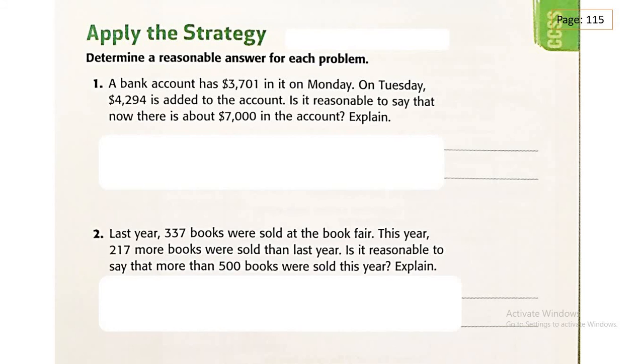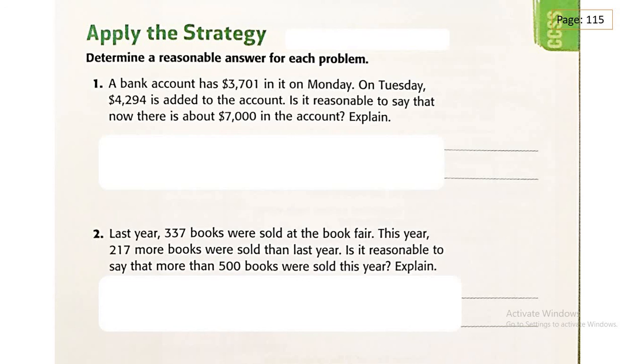Okay, to understand the question, we have two important pieces of information. The first one is a bank account has 3,701 in it on Monday, okay? And on Tuesday, 4,294 is added, okay? And we know that they estimate the sum as 7,000. This is the information that we know. And the question is, what now? We should know if this estimation is reasonable or not, okay? If 7,000 is a correct or reasonable estimation or not.